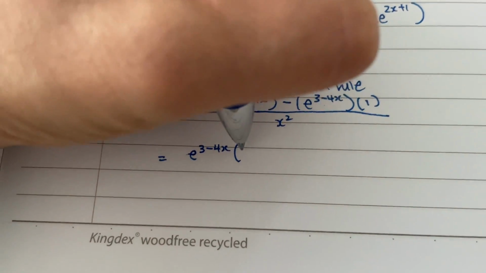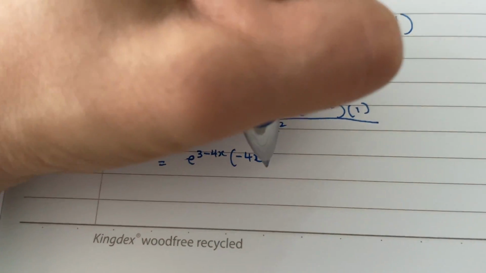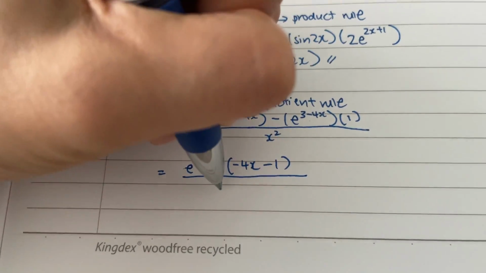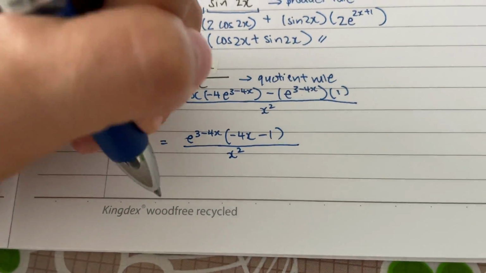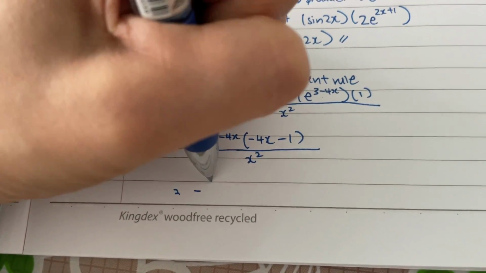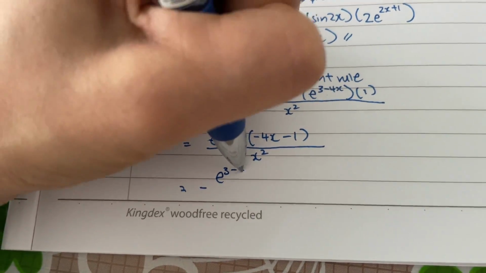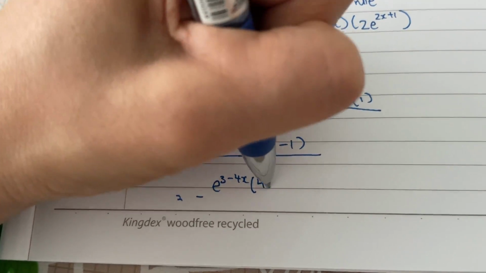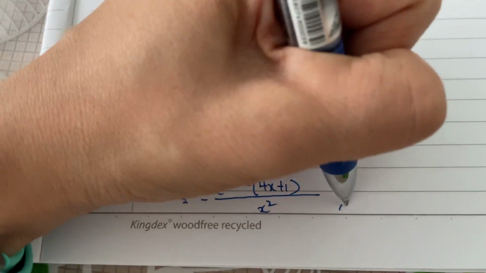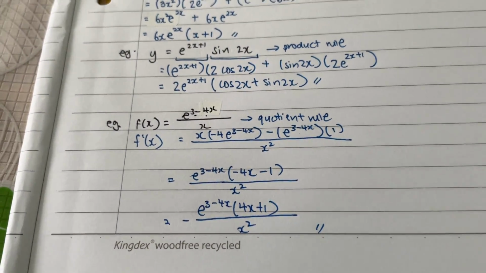What we're left with is minus 4x minus 1. At this point, you realize that you can also factorize out a negative 1, so that pulls out the negative sign. We get minus e^(3-4x) times (4x plus 1) over x squared. So this is our answer.